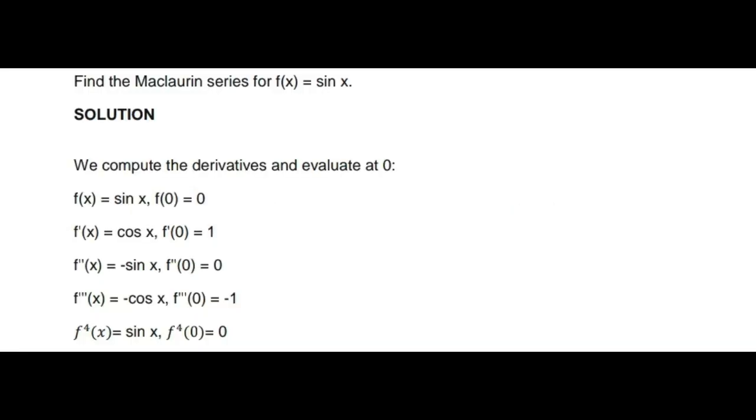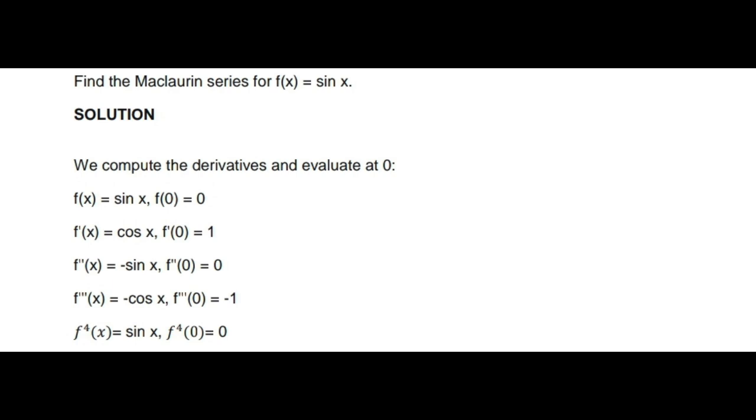Another example will be, find the Maclaurin series for f of x is equal to sine x. So for our solution, we compute the derivatives and evaluate at 0. So we have f of x is equal to sine x, f of 0 is equal to 0. For our first derivative, we have cosine x, and our f of 0 is equal to 1.